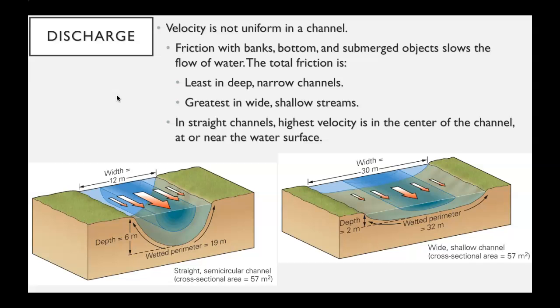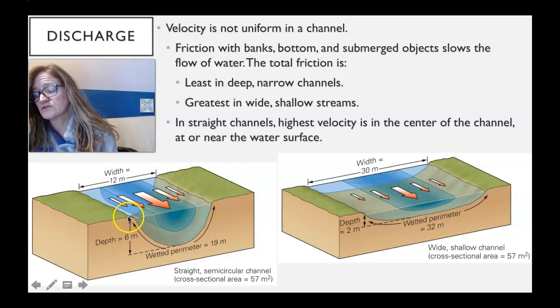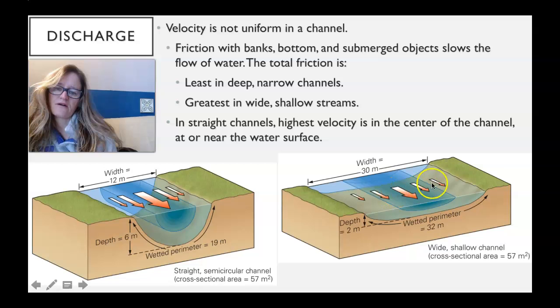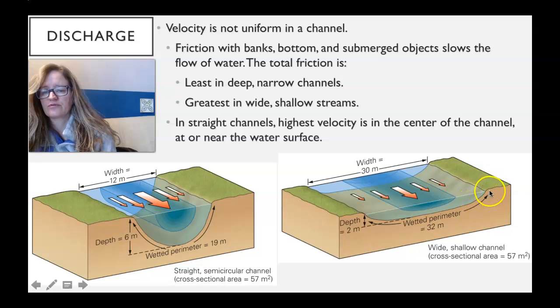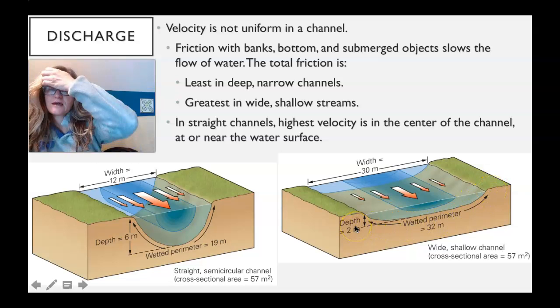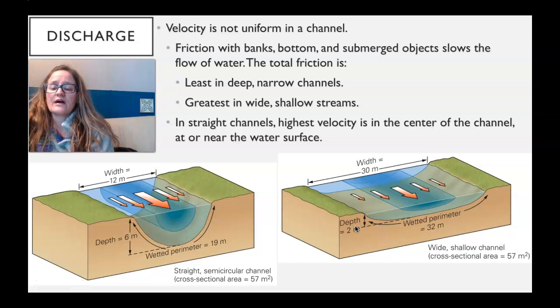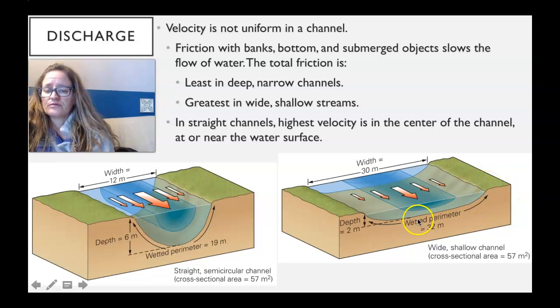The wetted perimeter just means the size of the stream channel. The image here on the left is showing that in a narrow stream like this, the wetted perimeter is 19 meters. Whereas if you spread a stream out, maybe make the water shallower and the channel wider, the wetted perimeter is 32 meters, and the velocity of that water is going to be slower because of the friction between the water and that wetted perimeter, which is a greater area.